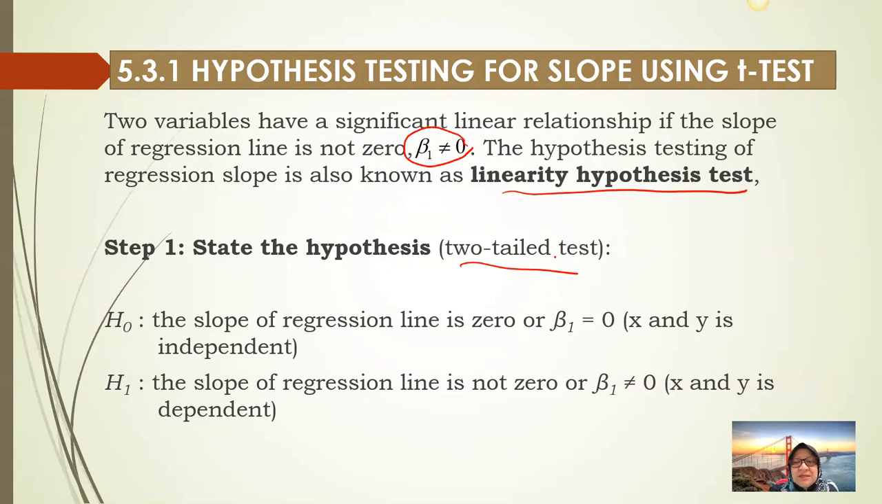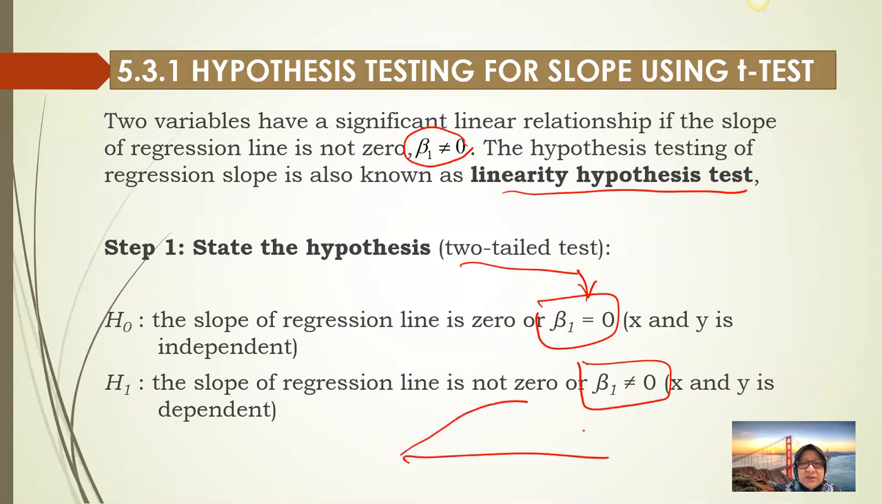Why? Because when we state H0 and H1, H0 will be beta 1 equal to 0, and H1 will be beta 1 not equal to 0. So it becomes a two-tailed test. When you draw the t distribution, if you visualize it, you have left and right: minus t alpha over 2 degrees of freedom, and on this side t alpha over 2 degrees of freedom.